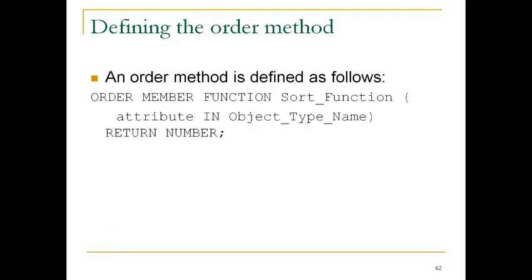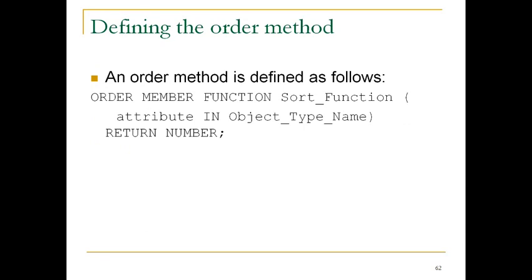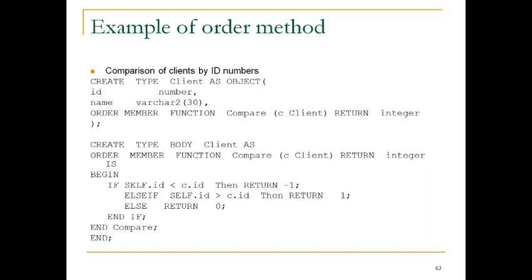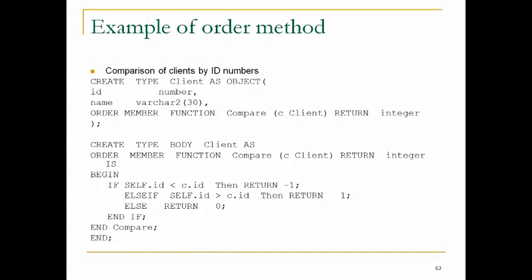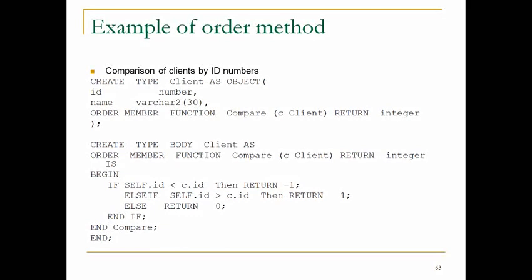Again, an example, the way how to create this function. Instead of map, we will give here order, and we'll have one attribute which will be, of course, another object to compare to. And there should be an example of an order method. We'll compare clients by their ID numbers. For example, we can give ID numbers in the order clients appeared, and we want to compare which client is older for us, our client for the longer time.